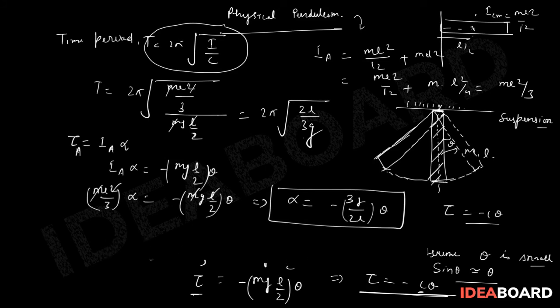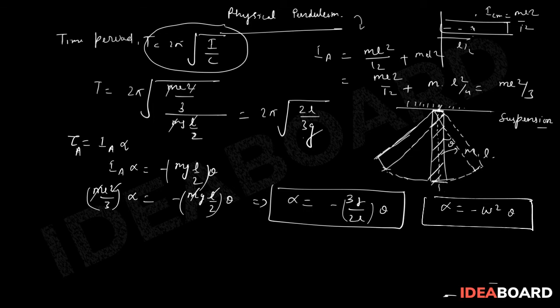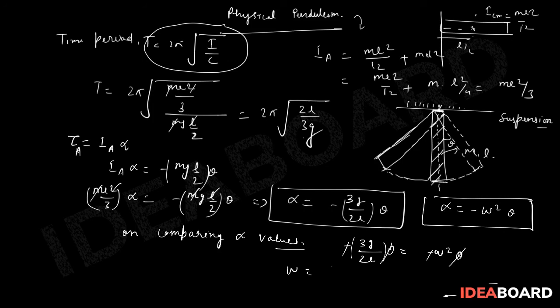And if you do that, then we know in angular SHM alpha is equal to minus omega square theta. So we can compare these two equations. On comparing alpha values, what do I observe? Minus 3g upon 2L into theta is equal to minus omega square into theta. Theta and theta cancelled out. Omega is nothing else but under root of 3g by 2L.